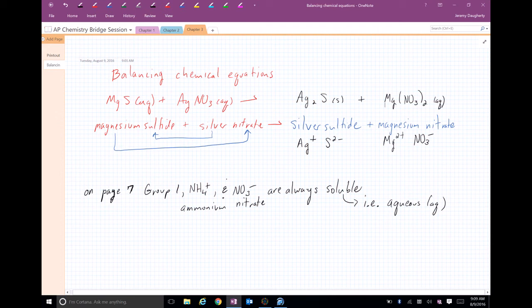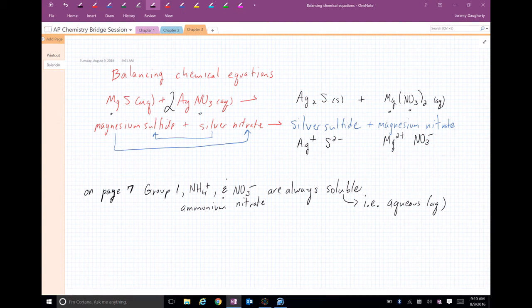Alright, so let's take a look at it. We want to make sure we have the same numbers and types of atoms on each side. So we've got 1 magnesium here, 1 magnesium there, that looks good. 1 nitrate, 2 nitrates, so let's put a 2 in front of that. And then that gives us 2 silvers, there's 2 silvers, 1 sulfur, so it's all balanced, just right the 2 in front of there. That's pretty straightforward, right? On that one.